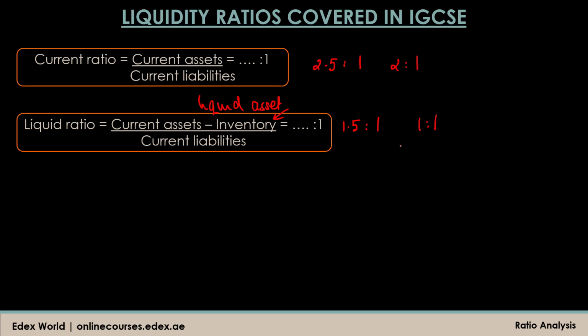Why is inventory excluded? Because inventory in all cases may not be able to generate cash for the business within, let's say, 1 year, because we are talking about current liabilities that have to be paid within 1 year. So sometimes inventory does take time to be sold off, and then it takes time to receive cash from them. Hence inventory is excluded to see whether the business will be able to still pay its current liabilities if inventory is not included, because inventory may or may not be sold very soon. Apart from these two, we don't have any other liquidity ratios in AS level, so just these two.